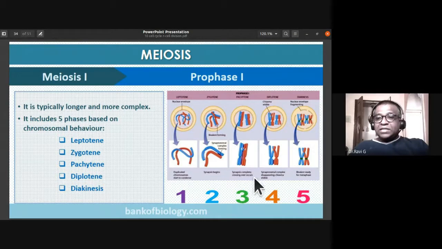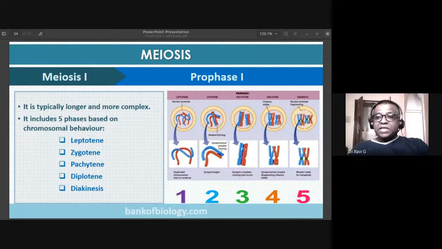Then the next stage, the prophase one pachytene stage, you notice that synapsis is completed and crossing over commences. That is, non-sister chromatids of homologous chromosomes are going to cross over. So that is taking place in the pachytene. The synaptonemal complex is completed and the crossing over is taking place.